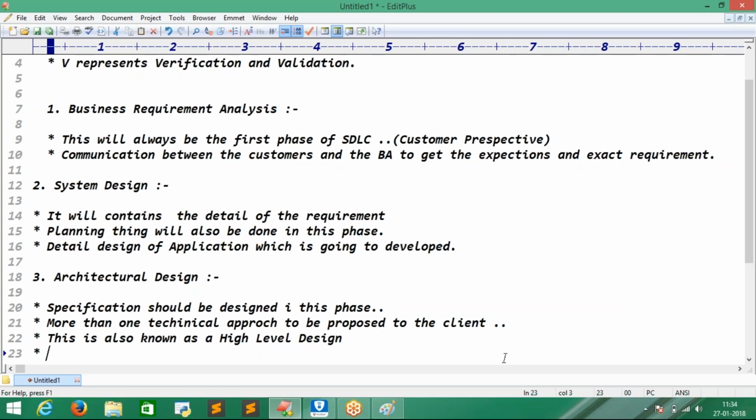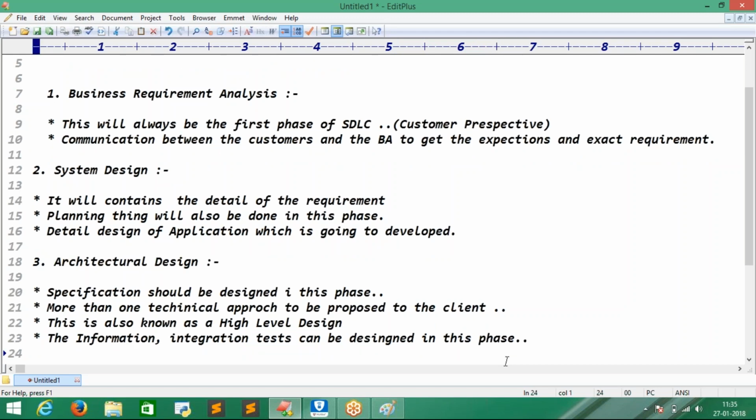Basically, the information and the integration tests can be designed in this phase. Clear, guys?